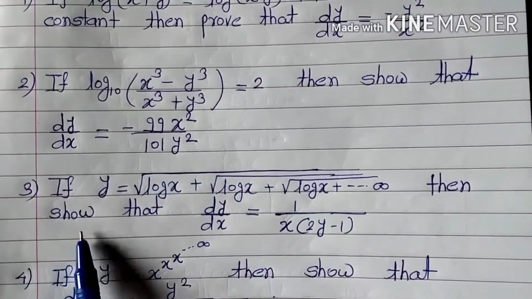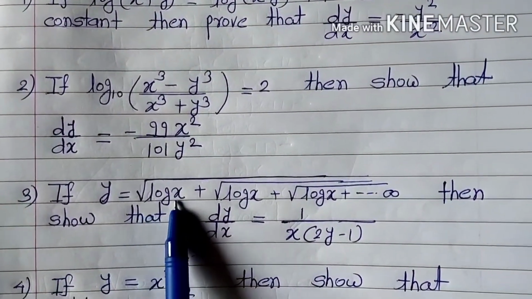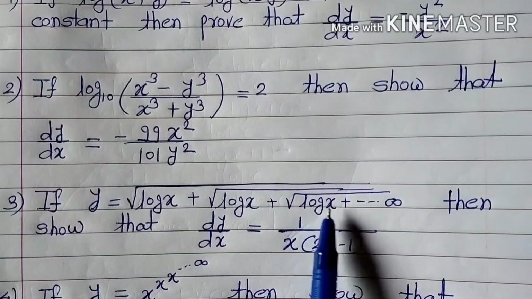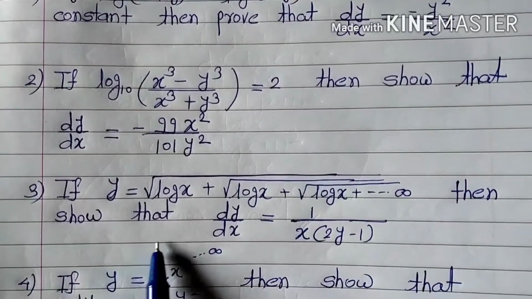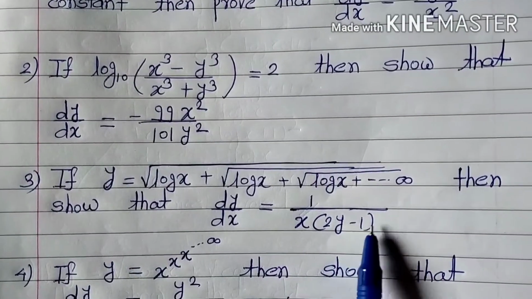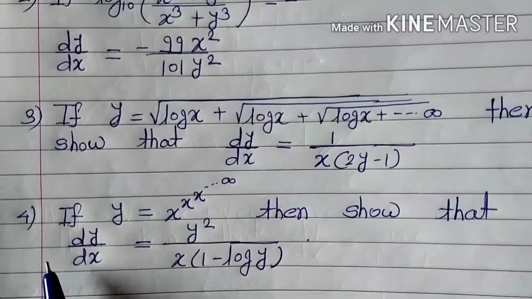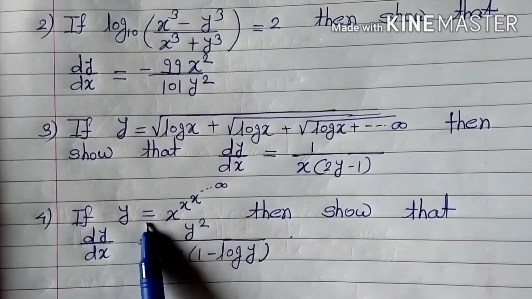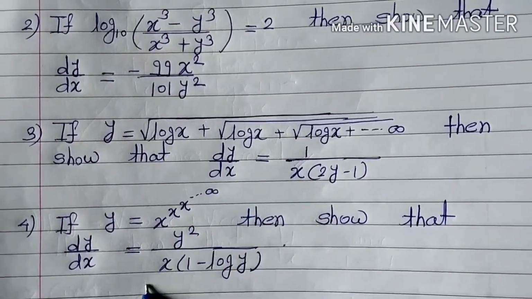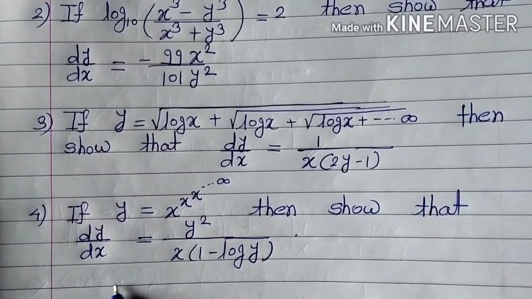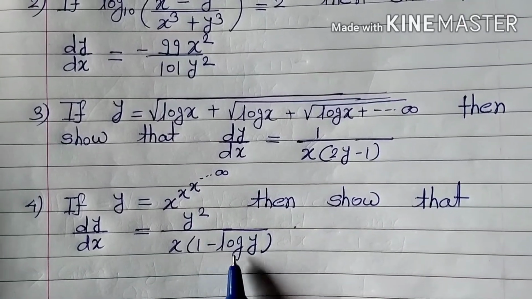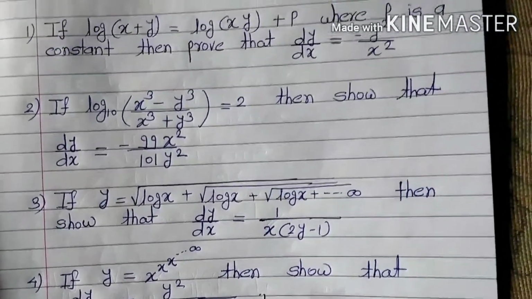Third example, if y is equal to under root of log x plus under root of log x plus under root of log x up to infinity, then show that dy by dx is equal to 1 upon x into 2y minus 1. And fourth example is, if y is equal to x raised to x raised to x raised to up to infinity, then show that dy by dx is equal to y square upon x into 1 minus log y.